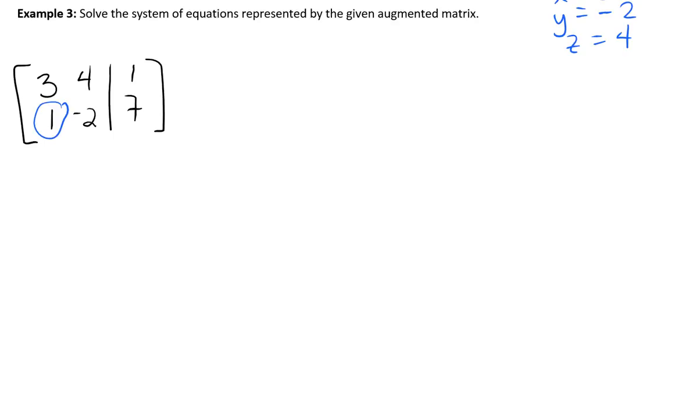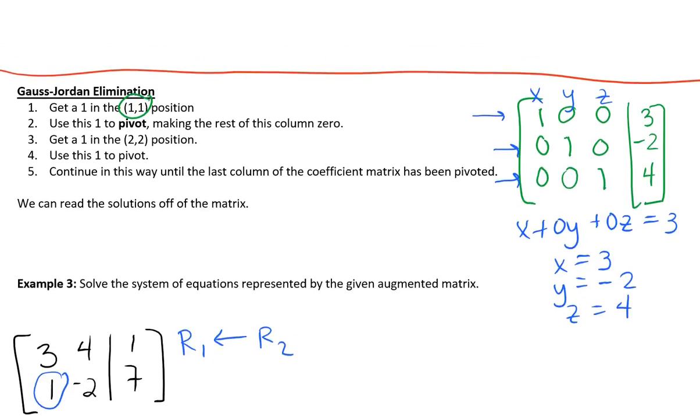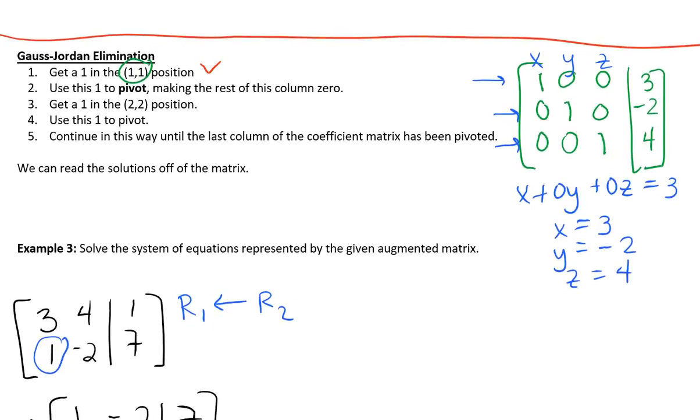So I'm going to use my row operation of interchanging 2 rows in order to move row 2 up into row 1. So I'm going to switch row 1 and row 2. And you do need to indicate which row operations you're using at each step. So I'm switching row 1 and row 2. So now I have the new matrix, 1, -2, 7, 3, 4, 1. This is equivalent to the one we started with, it's just a different order. So now I've met the first step for my Gauss-Jordan elimination. I have a 1 in the 1,1 position.